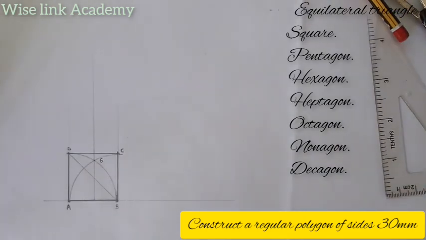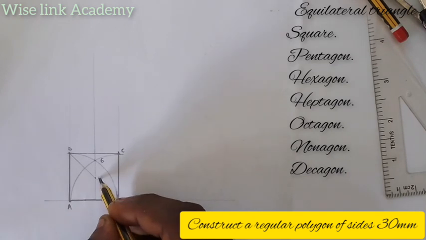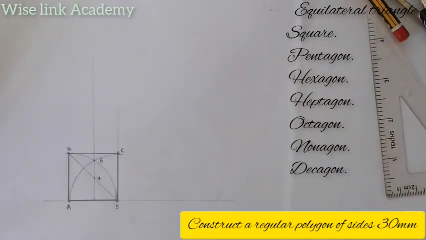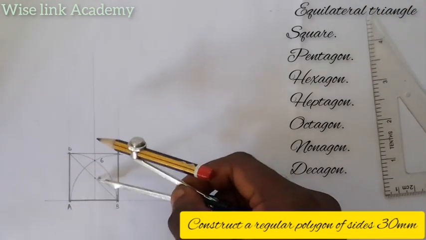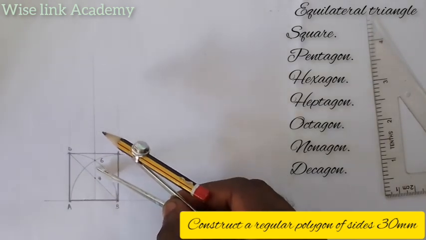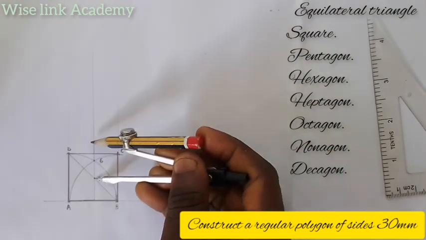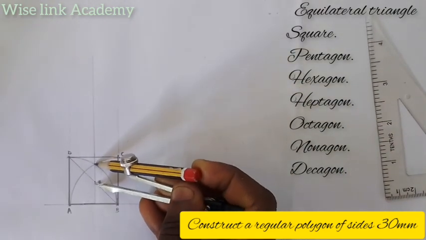My next task now is to find where that diagonal line cuts the vertical line I drew. At this point, I call it point 4. Now, my next task is to bisect 4 and 6 to get the center point. So that middle will be my point 5. So just simply take the measurement of 4 and 6 this way, right?